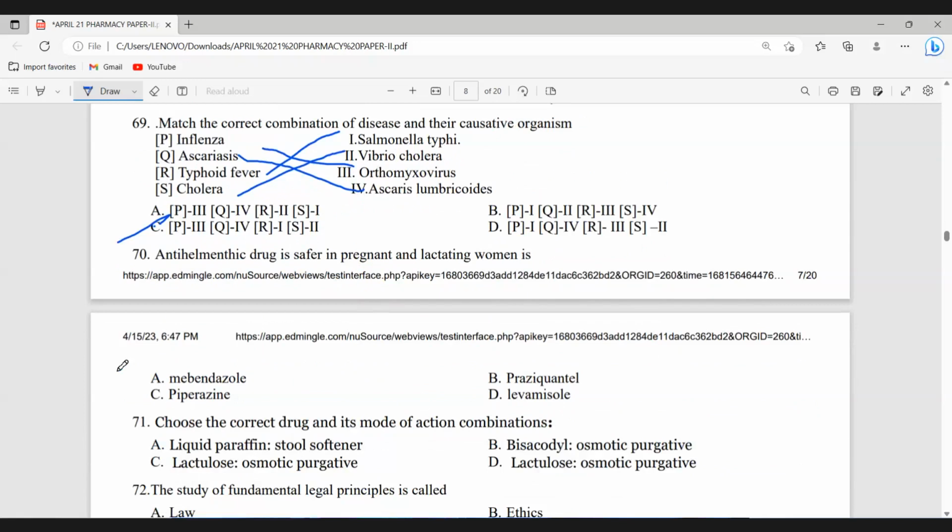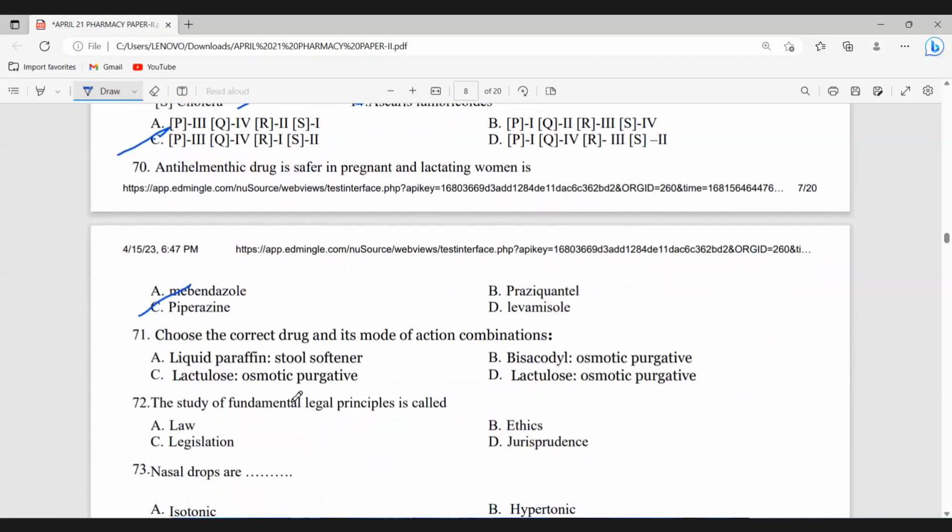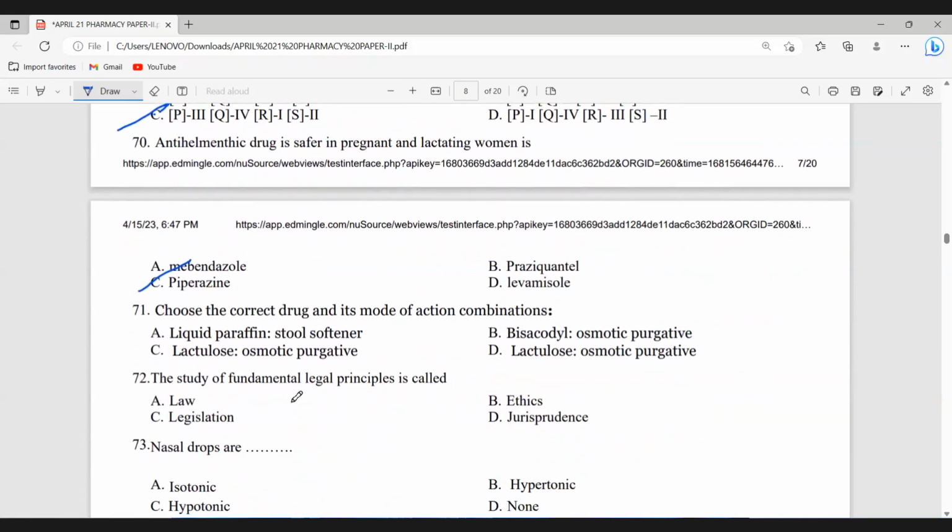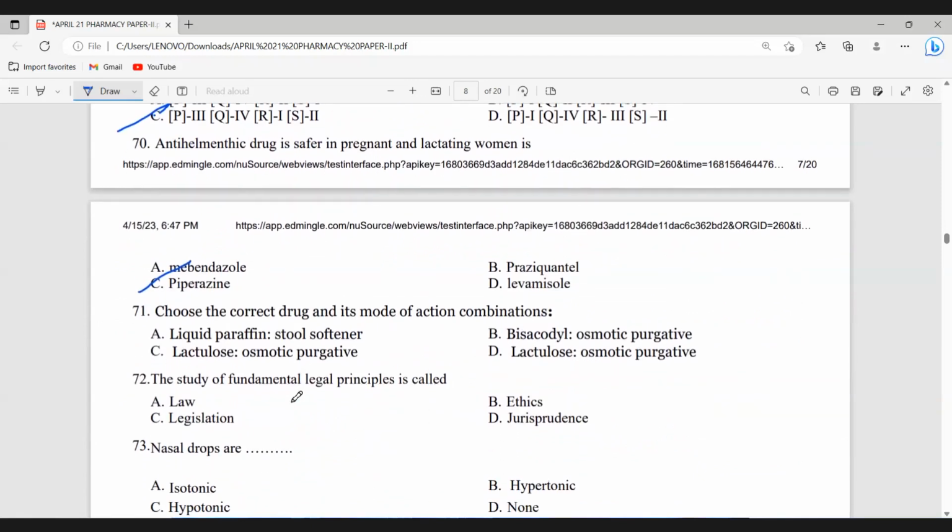Then 70. Which anti-helminthic drug is safer in pregnancy and lactating women? They asked which is safer. That is pyrantel. Then 71. Choose the correct drug and its mechanism of action, combinations. This is a repeated question.